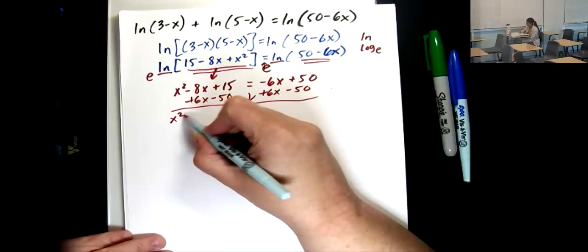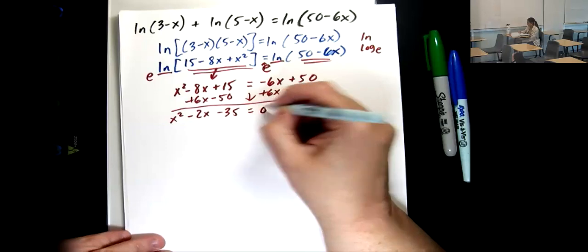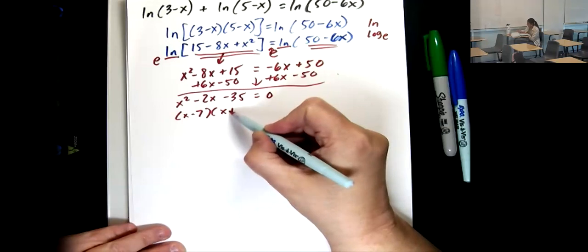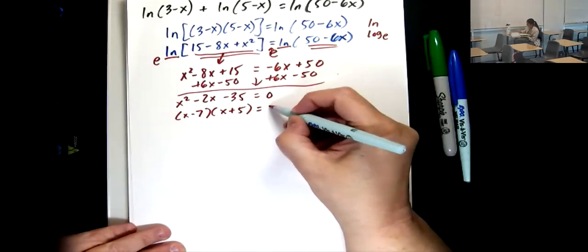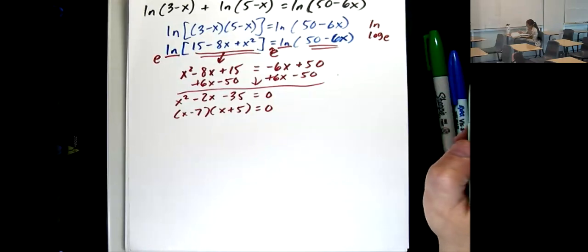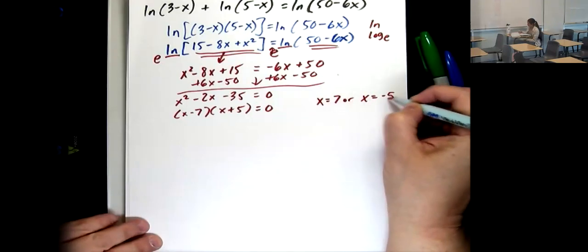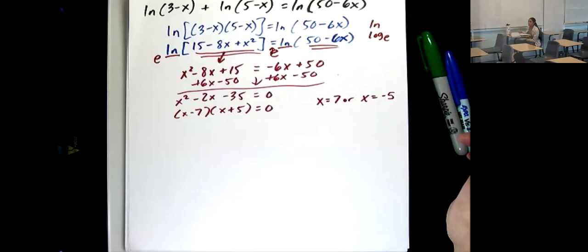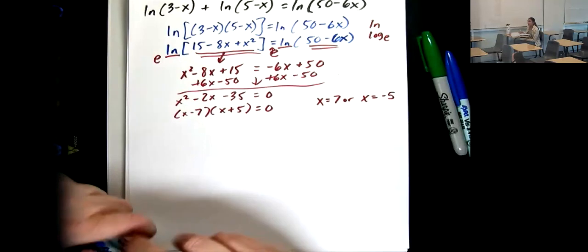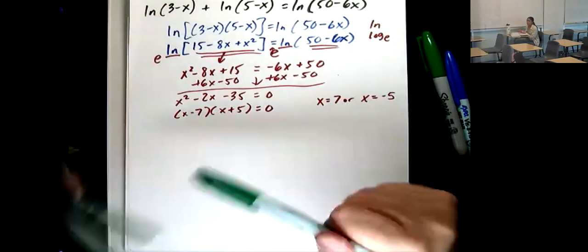Get x squared minus 2x minus 35 equals 0. That's x minus 7 and x plus 5. So x equals 7 or x equals negative 5. Then we have to check them. Anytime you do anything crazy like put them together like that, you've got to check them.